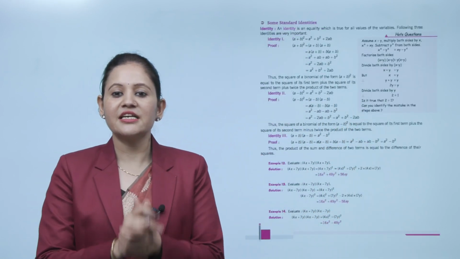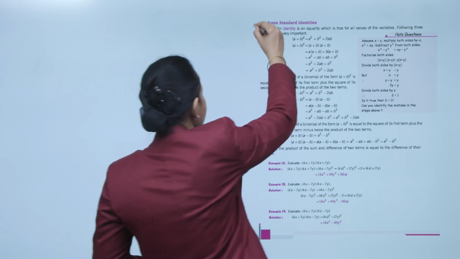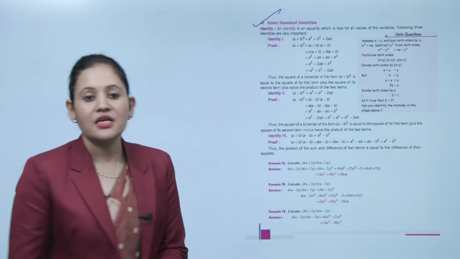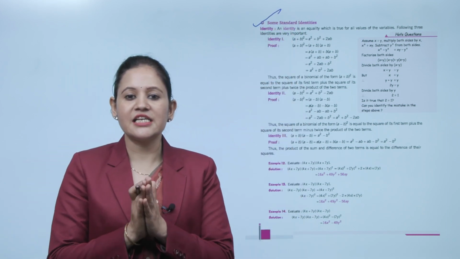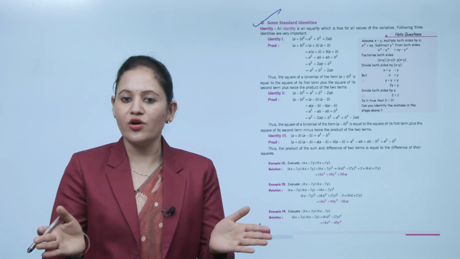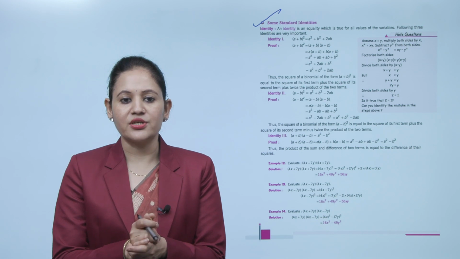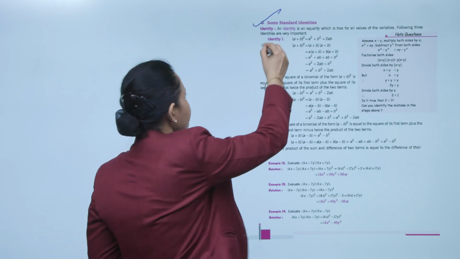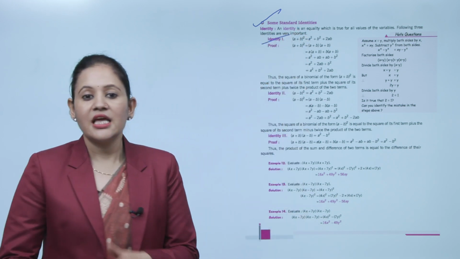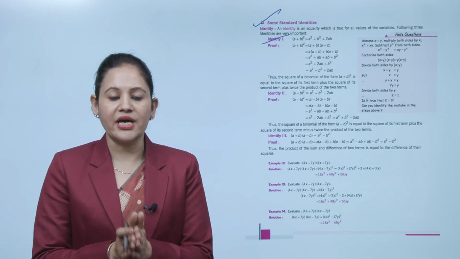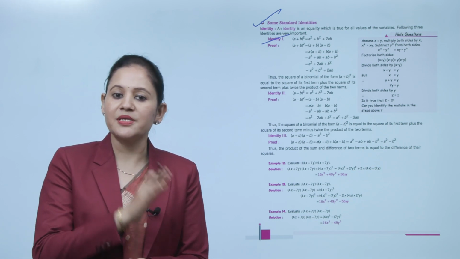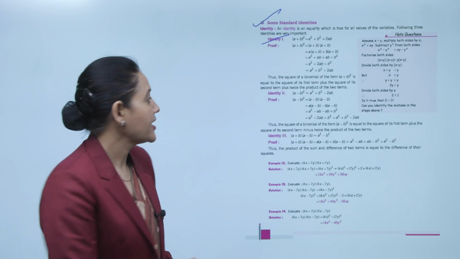Next is some standard identities. Identity. An identity is an equality which is true for all the values of variable. Following three identities are very important. Identity 1. A plus b whole square, that is equals to a square plus b square plus 2ab.